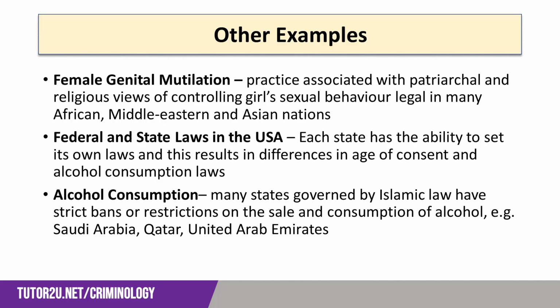In the USA, the differences between federal and state laws mean that different states have different ages of consent for sexual relationships, marriage, and alcohol consumption. And as briefly discussed earlier, many states governed by Islamic laws have strict policies about alcohol consumption, including the UAE, Saudi Arabia, and the host of the 2022 World Cup, Qatar.